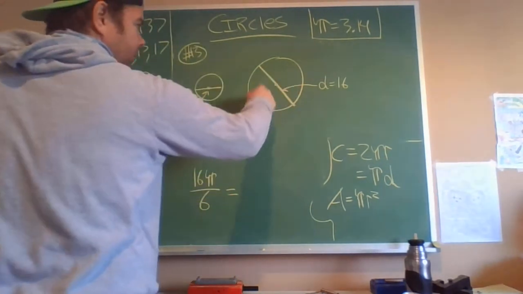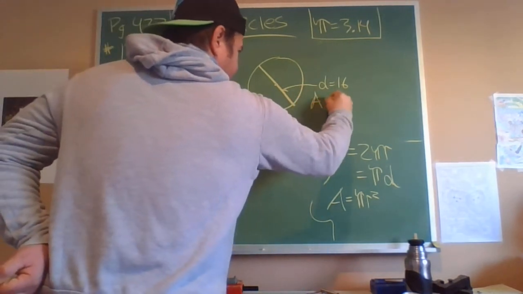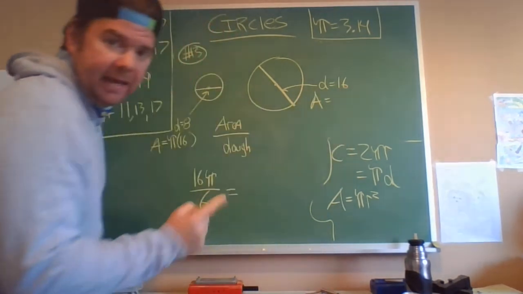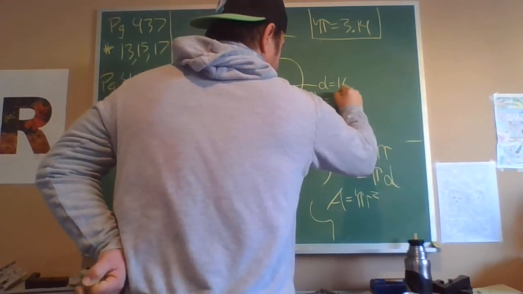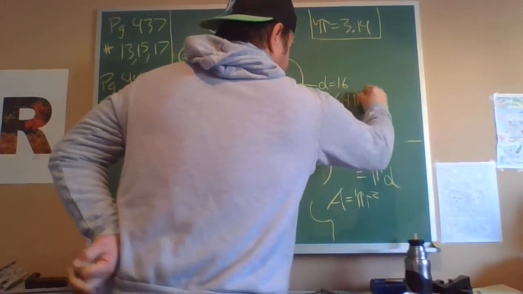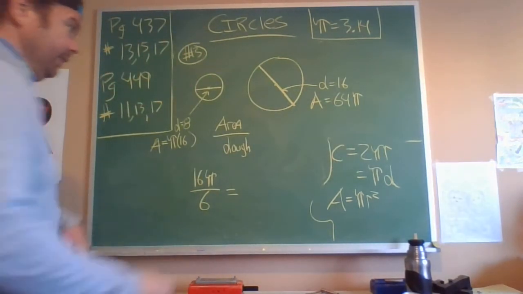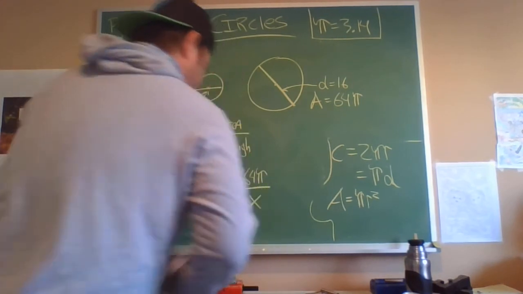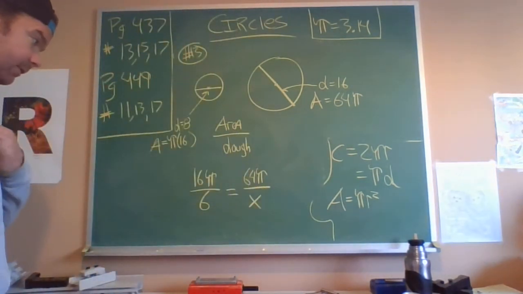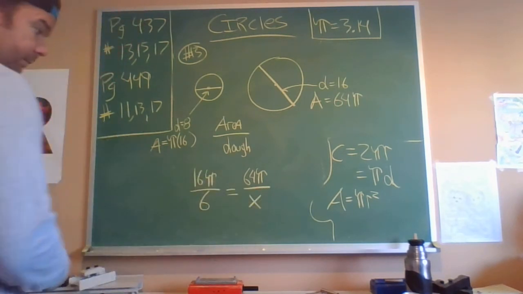the same ratio over here, except here the area is half of 16 is 8. 8 times 8 is 64. So the area over here is 64 pi. Okay, quite a bit different from this. 64 pi over the unknown amount of dough that it's going to take to make this pizza. Okay, so got this proportion.